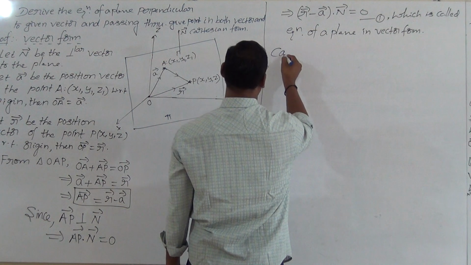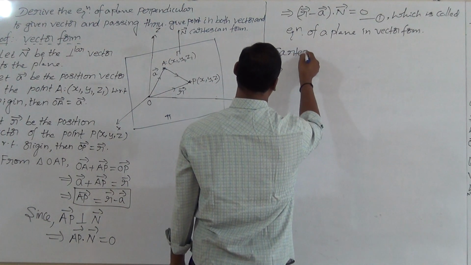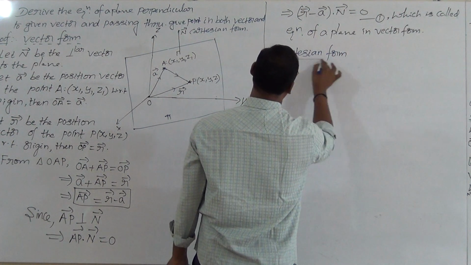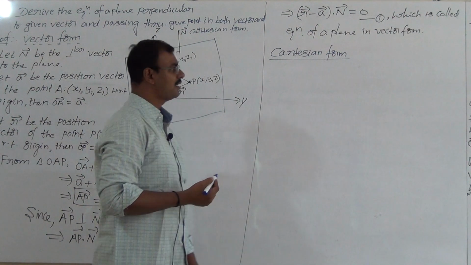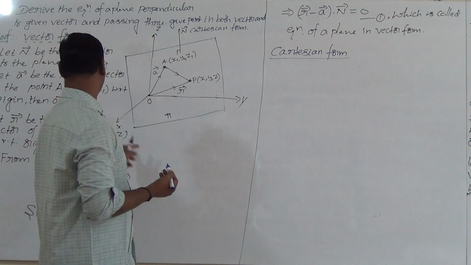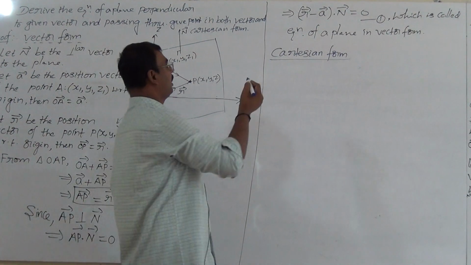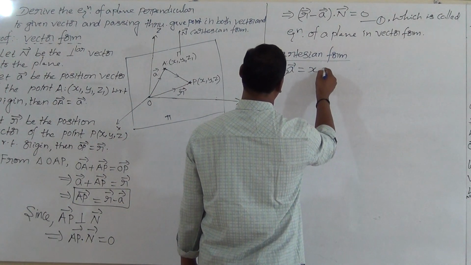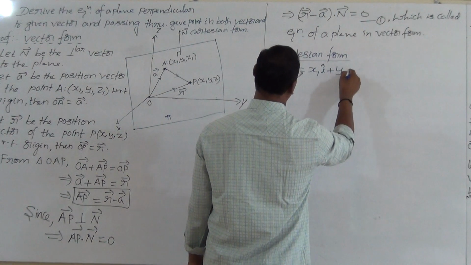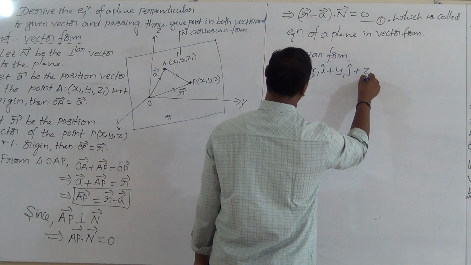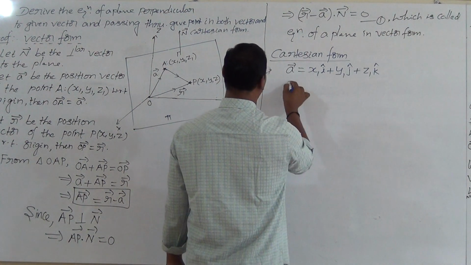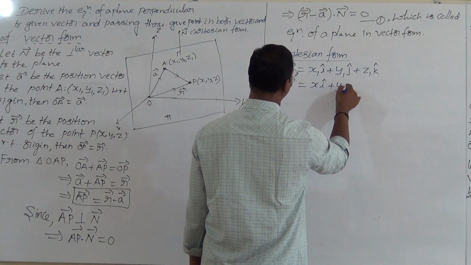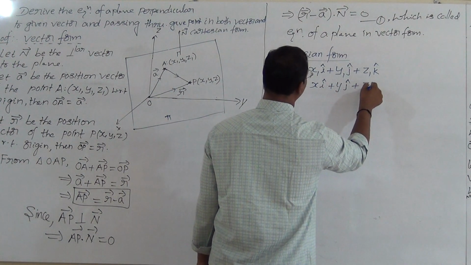Now we have to find the Cartesian form. How to find the Cartesian form from this? We can easily find it. Already taken, A vector is equal to x1 i cap plus y1 j cap plus z1 k cap. R vector is equal to xi plus yj plus zk.